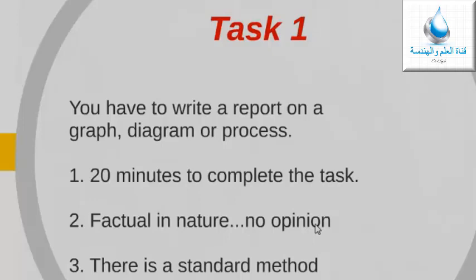Task 1 is factual in nature. There's no opinion. We should never see the word I. You don't have an opinion, and there's no background information required. Basically, you're looking at a pie chart or a line graph and describing what you see. There's a method: something you're supposed to do for an introduction, then you have to give a general overview, then you have to compare and describe the numbers, or the steps in the process.